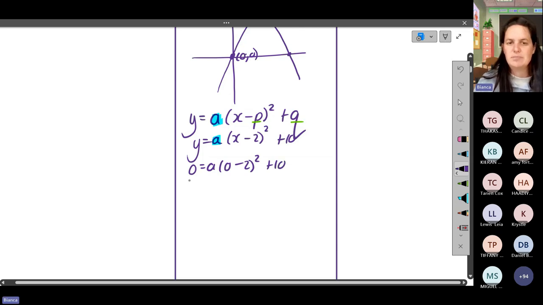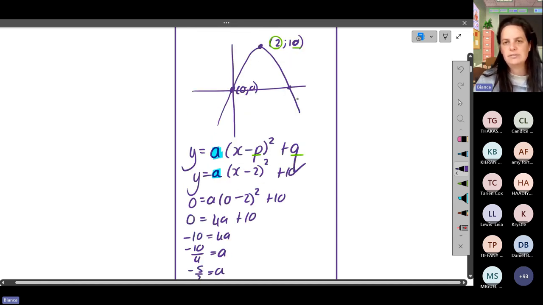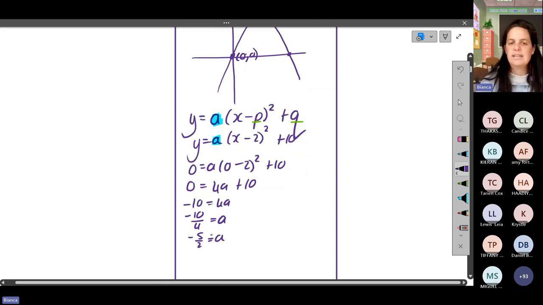I'm going to simplify. 2 squared is 4 plus 10, inverse operations. Then I'm going to say minus 10 divided by 4. So A's value is negative 5 over 2. Does it make sense that A is negative? Is it a concave down graph? It is. Okay, so because it's negative, that's fine.